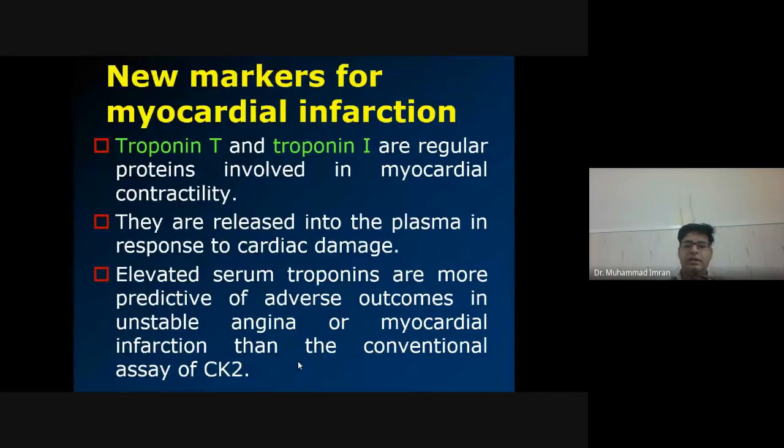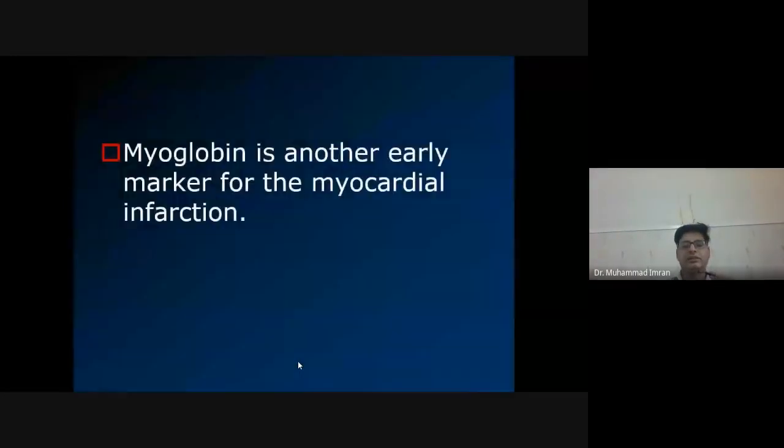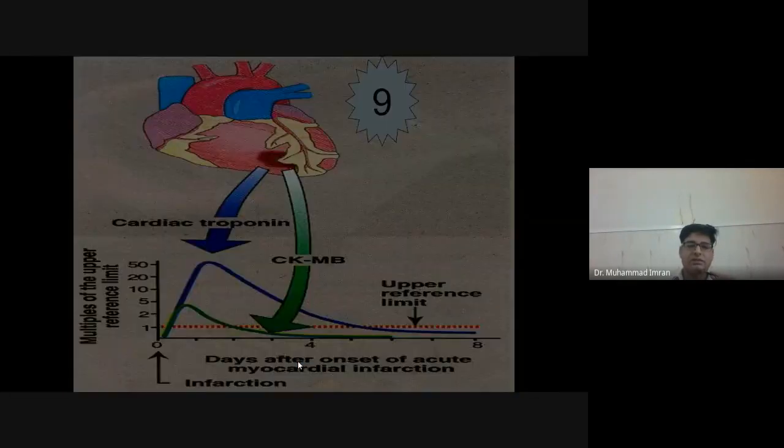Troponin T and troponin I are regulatory proteins involved in myocardial contraction. They are released into the plasma in response to cardiac damage. So elevated serum troponins are more predictive of adverse outcome in unstable angina or myocardial infarction than a conventional assay of CK2. Myoglobin is another early marker of myocardial infarction.